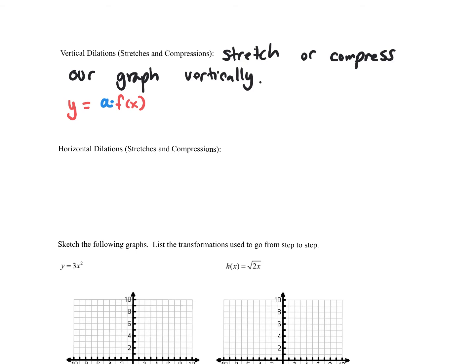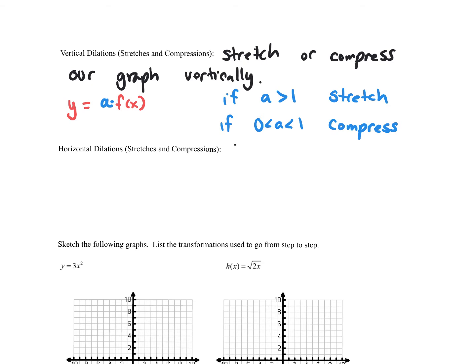Now we're going to assume that a is just some positive number because a negative a will do something a little different. So in this case, if a is greater than 1, then we stretch the graph. It stretches it so it'll almost get pulled vertically. If a is somewhere between 0 and 1, so like 1/2 or something, it is going to compress it. It is going to get pushed down. So you have a vertical stretch and you have a vertical compress, really depending on that a.